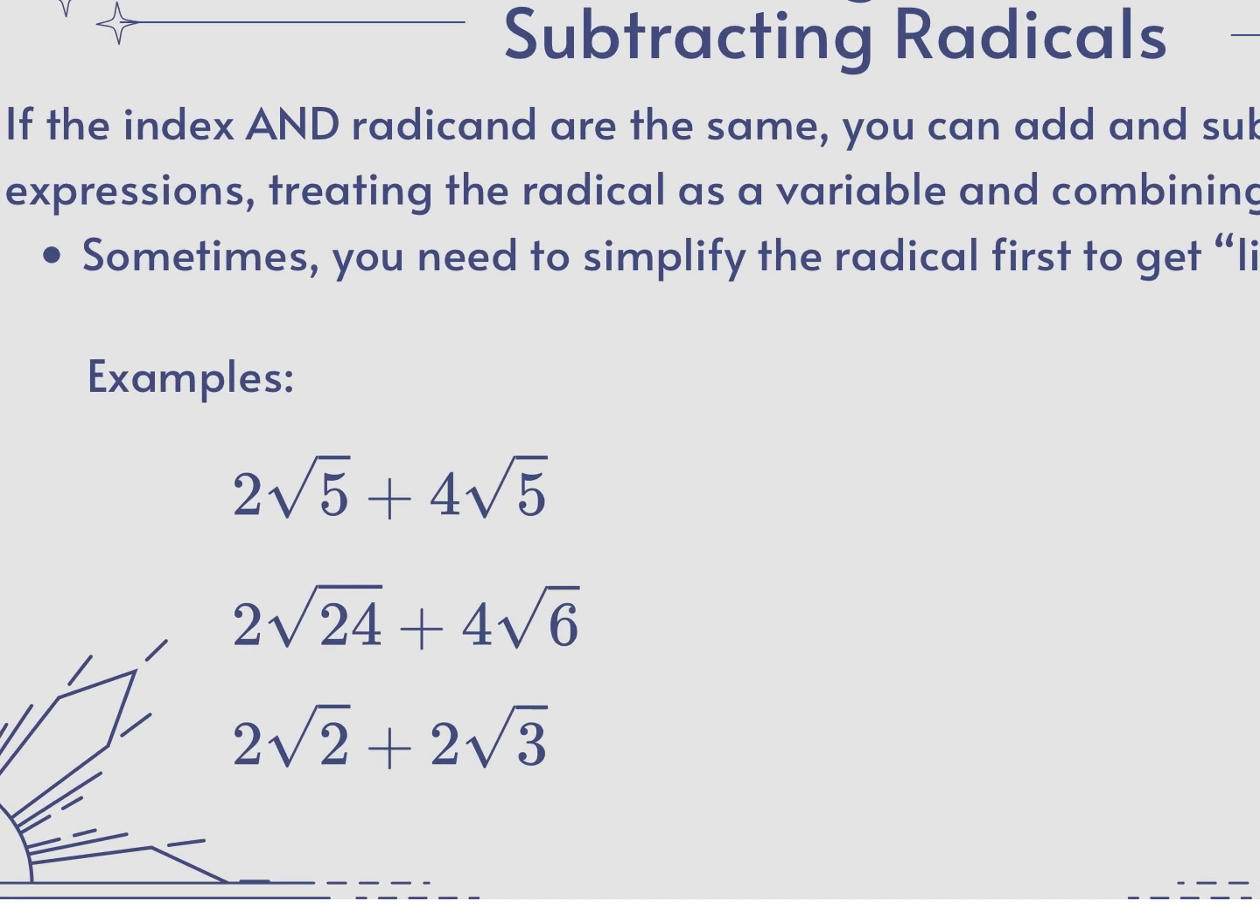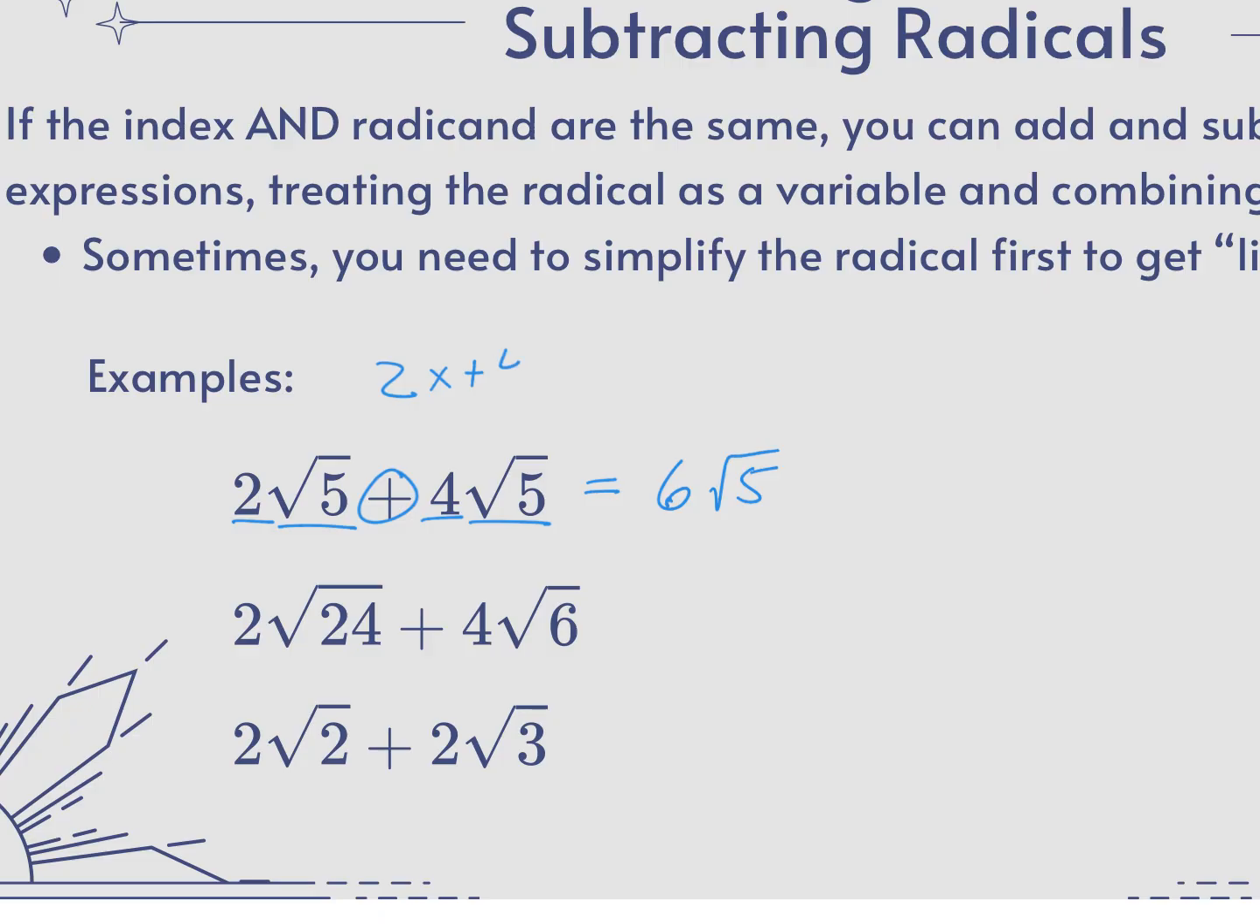Some examples are something like this: 2 square root of 5 plus 4 square root of 5. If I have a square root of 5 and another square root of 5 and there's a plus in between, treat it like it was a variable. The 2 and the 4 are the whole numbers out front, or coefficients, and 2 plus 4 is just going to get you 6. Don't do anything under the radical. The radicand is going to stay exactly the same. Treat it like a variable. That's usually what helps some people visualize it a little more.